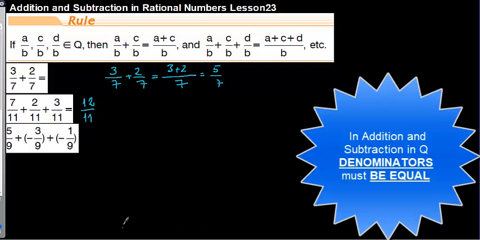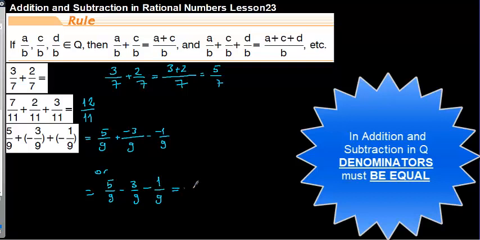And the last one, here we have negative signs. What is the negative sign? It is given to the numerator, so it can also be written like this: 5 over 9 plus minus 3 over 9 plus minus 1 over 9, or it may be equal to 5 over 9 minus 3 over 9 minus 1 over 9, also it can be. The results are both the same.